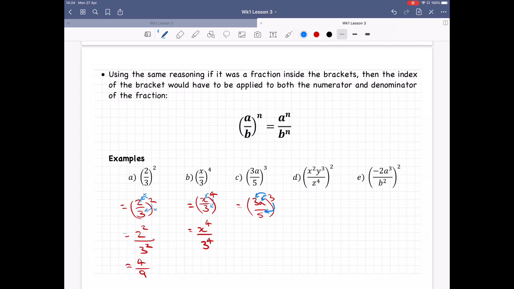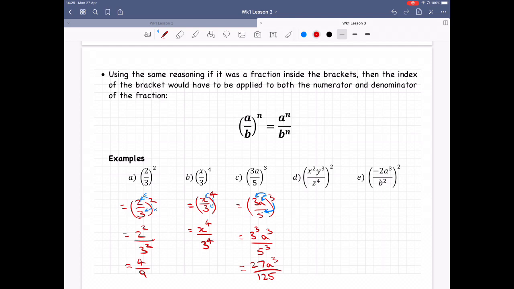And we are left with 3 to the power of 3, a cubed over 5 to the power of 3, which gives us 3 times 3 times 3 is 27, a cubed over 5 times 5 times 5, which is 125.